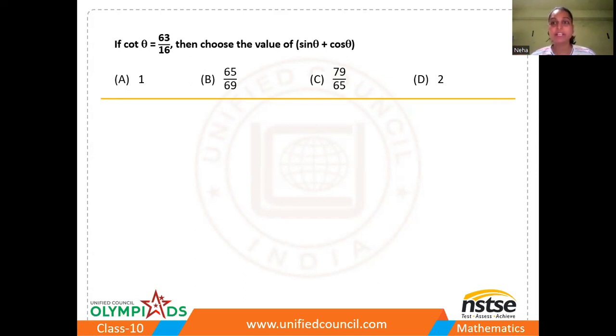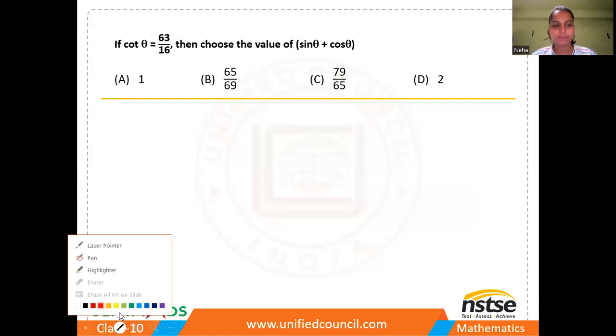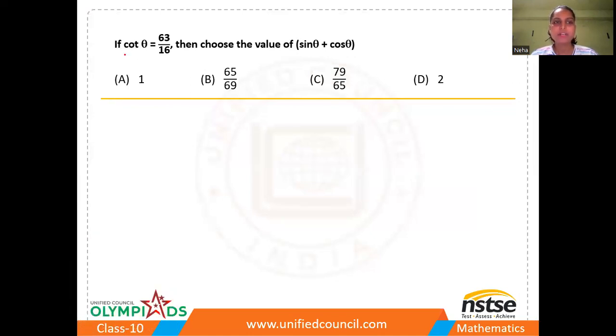Alright, let me start with question number 1 for today. Here on the screen, you can see the question. In my question, the value of cos theta is given as 63 by 16, and you have to find the value of sin theta plus cos theta. One thing I know very well is that if we have one trigonometric ratio, then I can find the value of any trigonometric ratio with the help of the Pythagoras theorem.